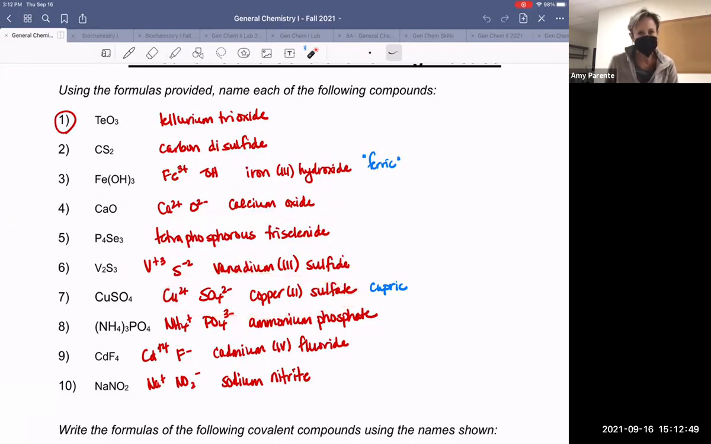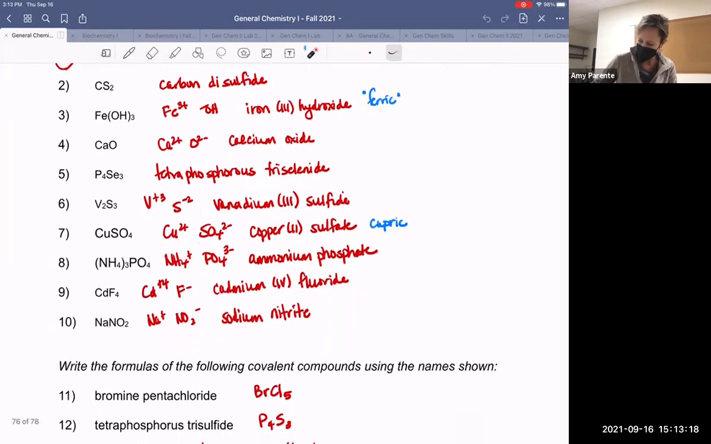Copper(II) sulfate, you could also call this cupric sulfate. A couple of polyatomic ions here for ammonium phosphate. Then we're going to have cadmium(IV) fluoride. And then sodium nitrite. So highlighting again that spelling, and making sure that I can see proper spelling, is going to be really important for this quiz so that I can give full credit.